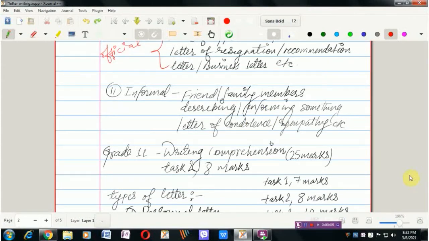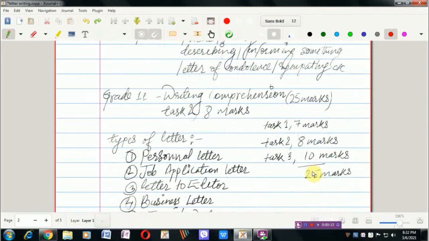In the grade 11 English course book, the writing comprehension carries 25 marks. There are 3 tasks. The first one carries 7 marks. Task 2 carries 8 marks. And the third one, task 3, carries 10 marks. Altogether these 3 tasks carry 25 marks.